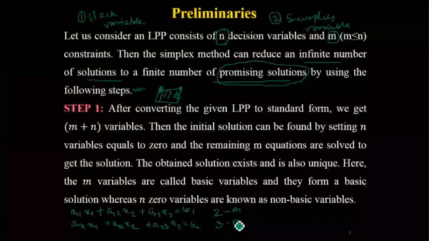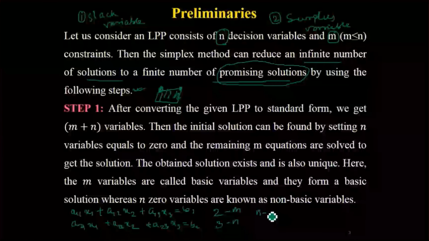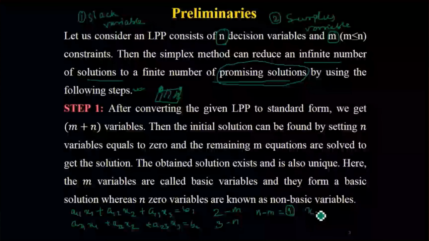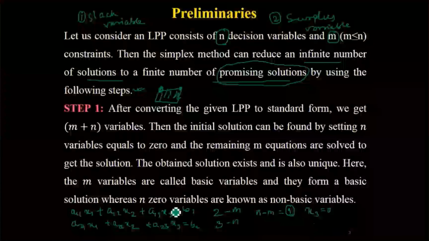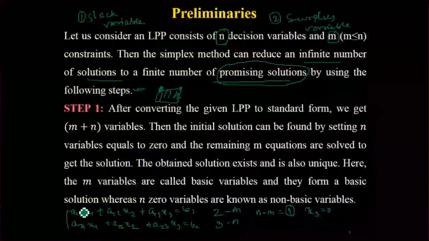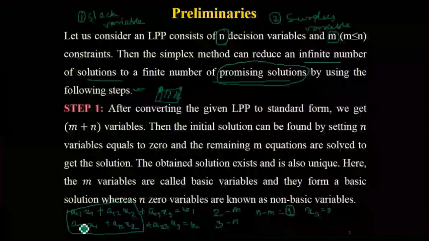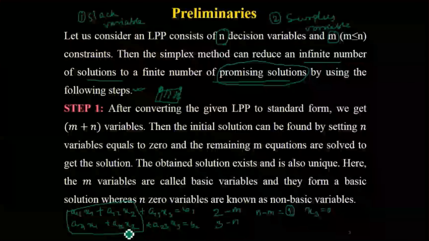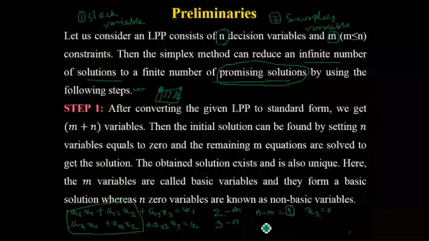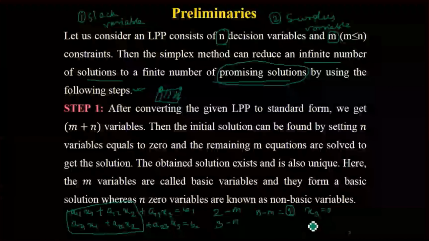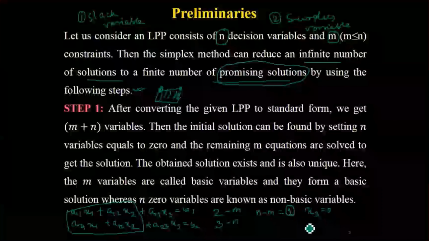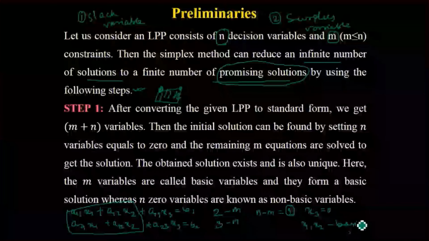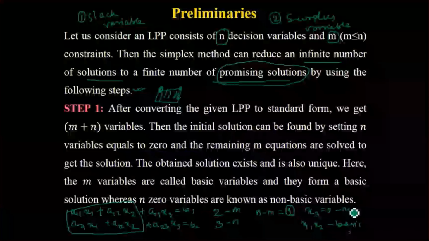Now in this case, n minus m is 1, which means you can take one variable as 0. If we take x3 as 0, the system becomes a11x1 plus a12x2 equal to b1, and a21x1 plus a22x2 equal to b2. After putting x3 equal to 0, if you solve that system, you will get x1 and x2. These x1 and x2 are called basic variables and x3 is called non-basic.